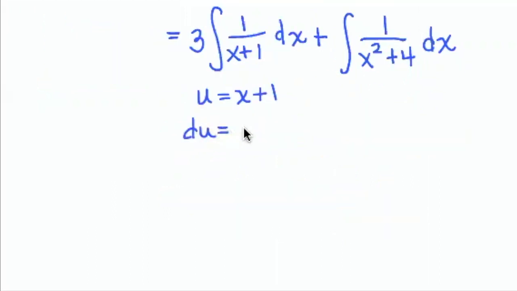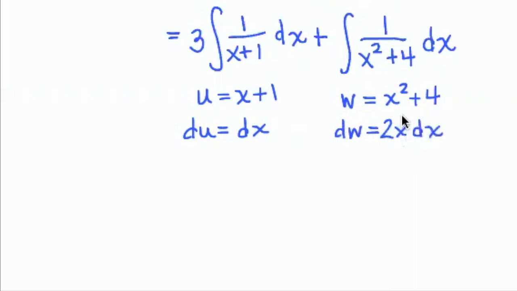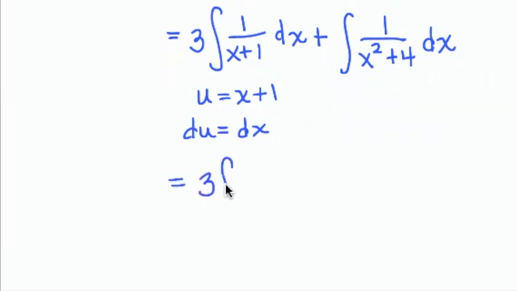Working with the first integral is a simple case of u substitution. However, if I try to do the same thing on the other side, I get dw equals 2x dx. And that makes me a little bit nervous because I've got this x here then, and that doesn't match any part of my original integral, which makes me think, okay, maybe I need to go back to the drawing board.